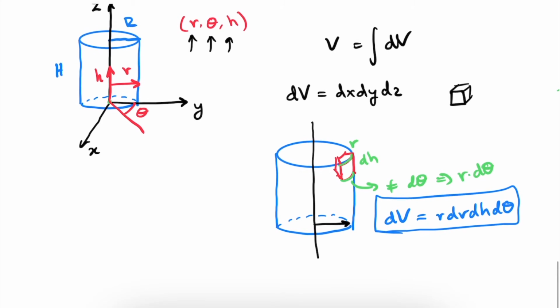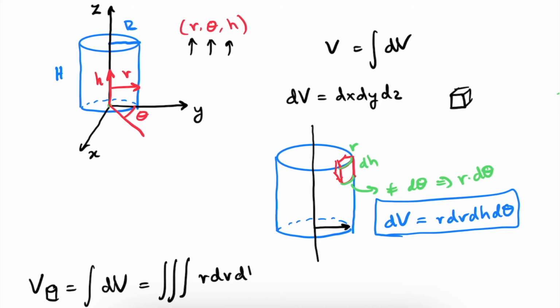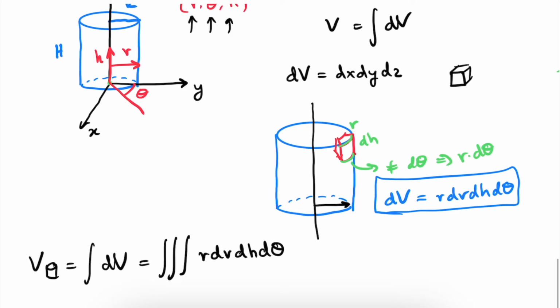Knowing this, we can now actually calculate the volume of our cylinder. We know that the volume of our cylinder is simply the volume integral over the infinitesimal volume element. We know that this infinitesimal volume element breaks down into three different elements: r dr, dh, and d theta. And what we now need to find are, of course, the boundaries of these integrals.